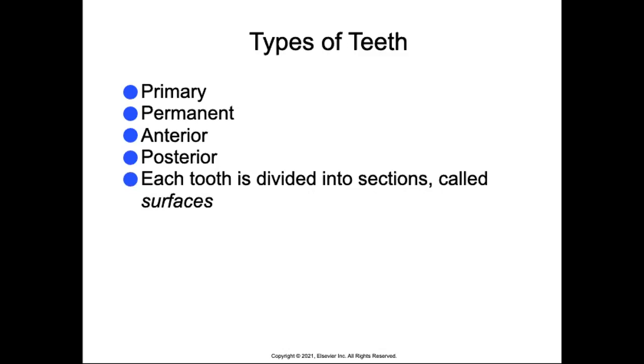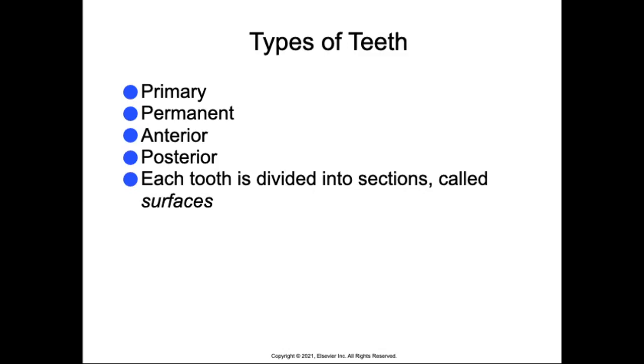These here are types of teeth. So we have primary teeth, which are another term for baby teeth or deciduous teeth. There happens to be 20 primary teeth in the human mouth. Permanent teeth are the teeth that we get after our baby teeth fall out. There are 32 permanent teeth in the human mouth.